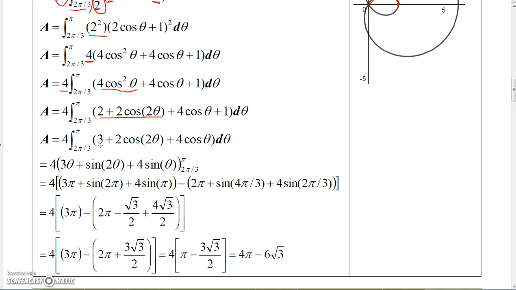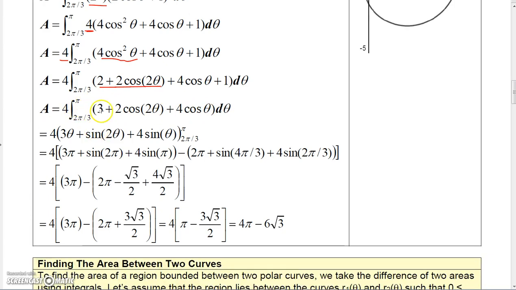Let's see, 2 plus 1 is 3. So I have 3 plus 2 cosine 2 theta and then plus the 4 cosine theta d theta. Now if I integrate the 3, I get 3 theta. If I integrate the 2 cosine 2 theta, you get sine 2 theta. If you integrate the 4 cosine theta, you get 4 sine theta. And don't forget you've got a 4 out here tagging along. So we integrate this from 2 pi over 3 to pi.